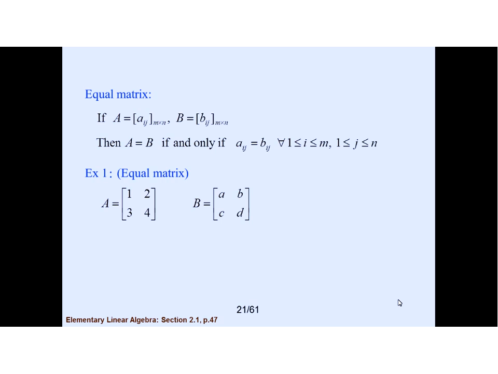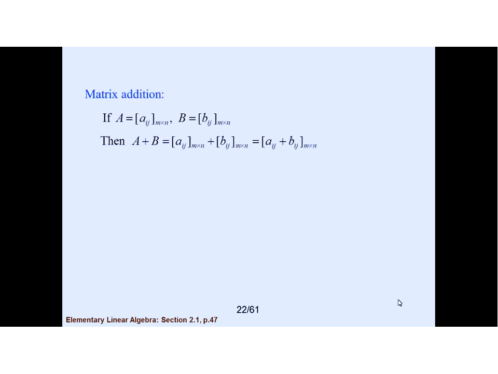For example, if we have matrix A and matrix B, and A is equal to B, then a is equal to 1, b is equal to 2, c is equal to 3, and d is equal to 4. Then we say that the two matrices are equal.